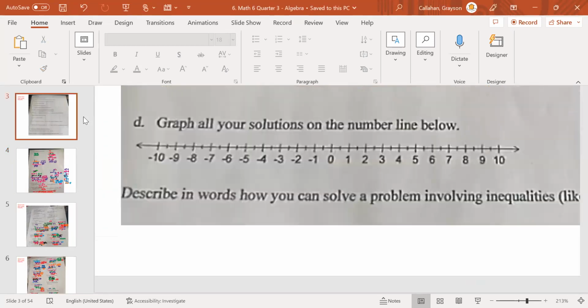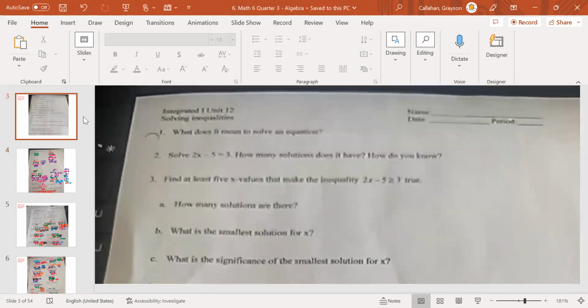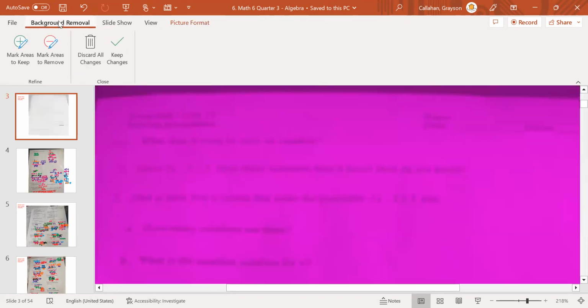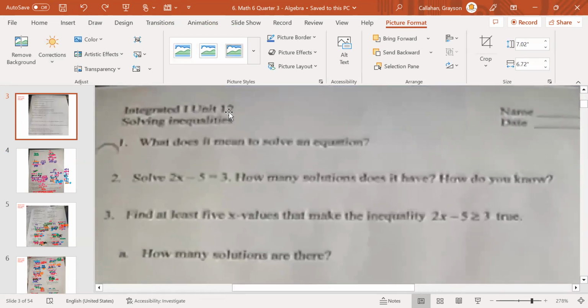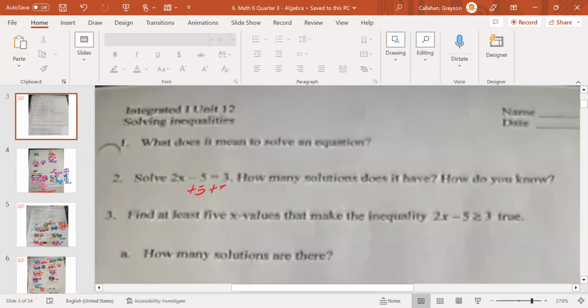All right, let's go to the front of this. Let's see. What does it mean to solve an equation? You can write your own answer for that. Okay, number 2. Do you see number 2? What does it say? Solve. How many solutions does it have, right? How many answers do you think you're gonna have with this? One. So one solution, right? Okay.